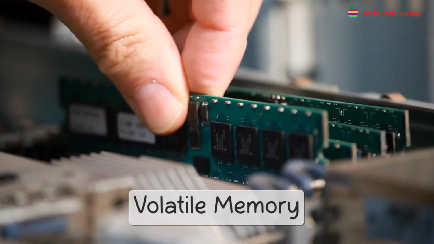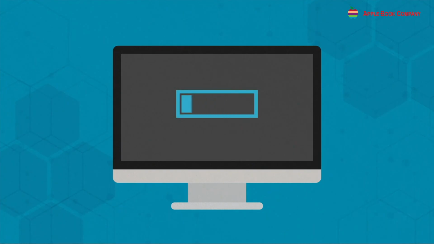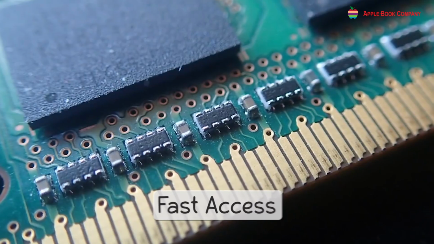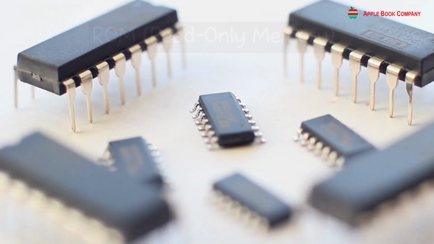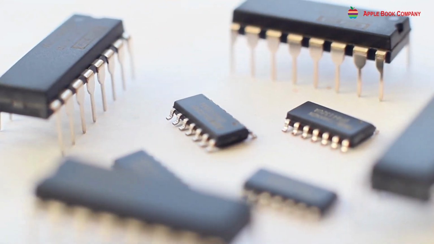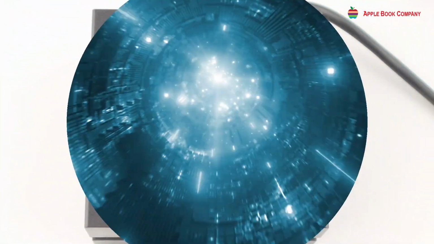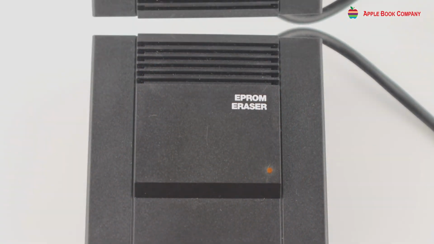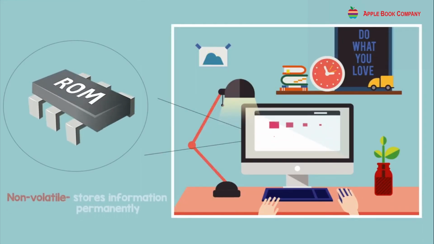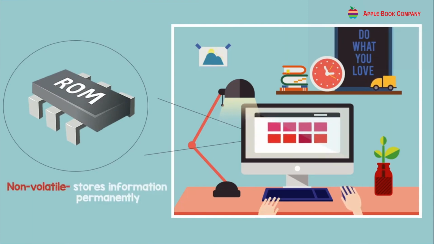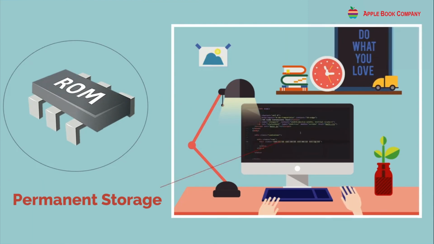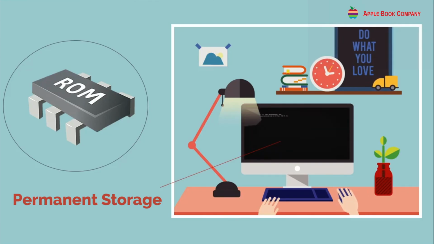Characteristics of RAM. Volatile memory. RAM loses its data when the computer is turned off. Fast access. It allows the computer to work quickly with the data. ROM, read-only memory. This memory stores important instructions for the computer that do not change and remain intact even when the computer is powered off. Characteristics of ROM. Non-volatile memory. ROM retains data even after the computer is turned off. Permanent storage. It stores essential programs such as instructions on how to boot up the computer.